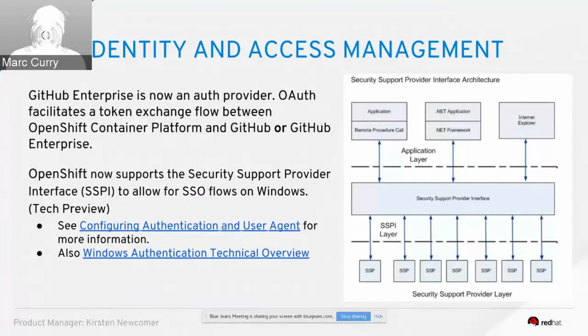Identity and access management. So GitHub Enterprise is now an authentication or identity provider for OpenShift, using OAuth as the controlling mechanism that facilitates the token exchange between the two. Also, OpenShift has in tech preview support for the Security Support Provider Interface to facilitate single sign-on with Windows. More information about both of these can be found at the listed links. Next slide, please.